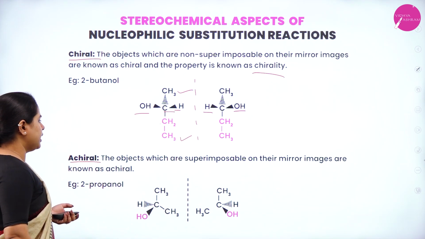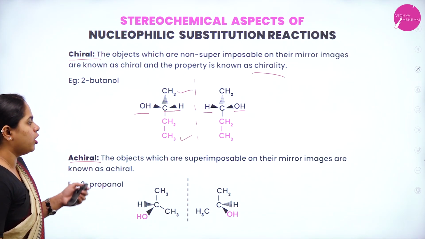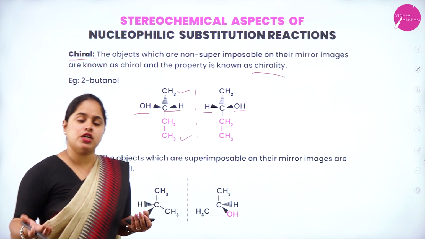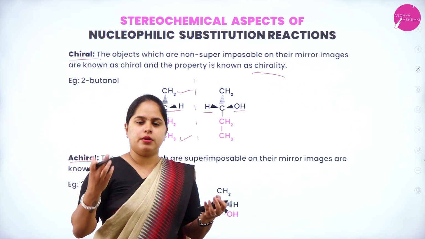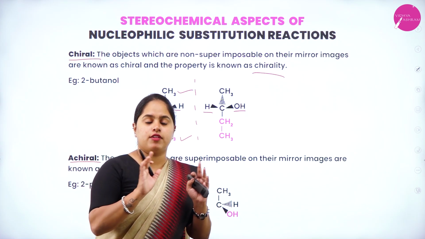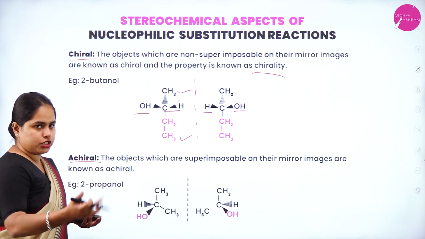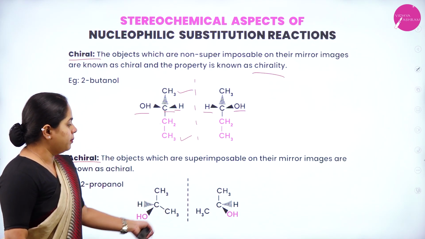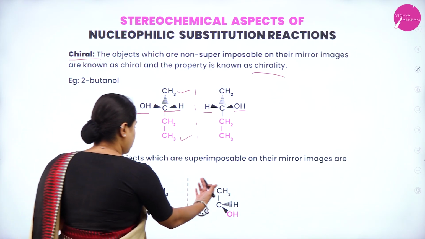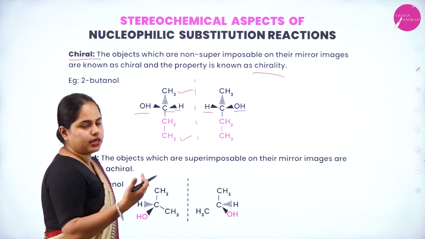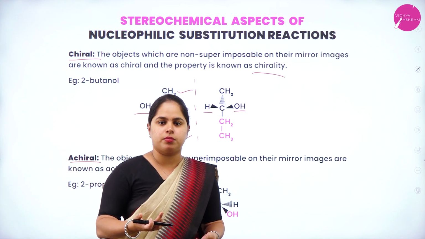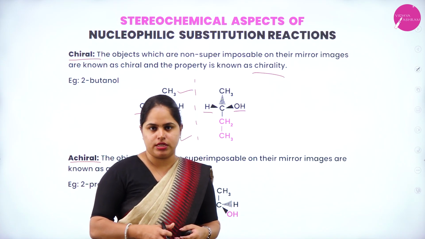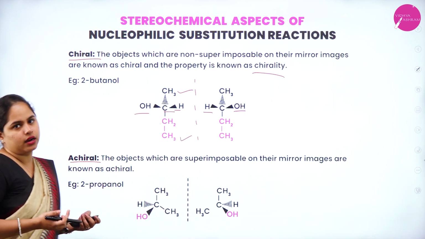Clear? Now what is achiral? The objects which are superimposable on their mirror images. So these are substances which are superimposable on each other. That means if you keep one on top of another, they will look exactly the same. You can see here C, CH3, H and OH. The mirror image of that is shown here. Now when we superimpose these, keeping one on top of another, it will look exactly the same. The mirror images will look the same. So that is chiral and achiral.